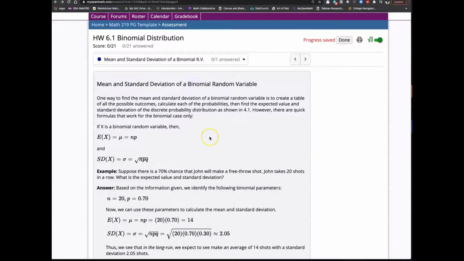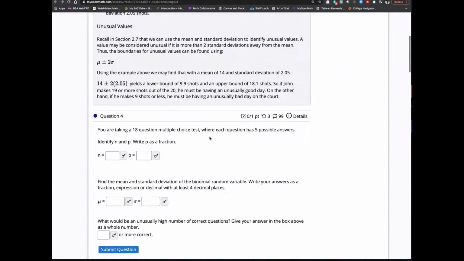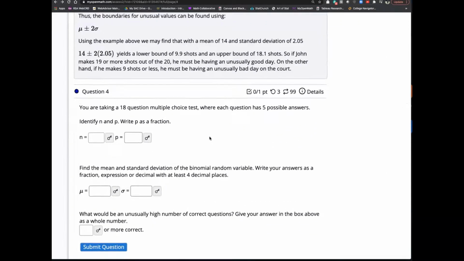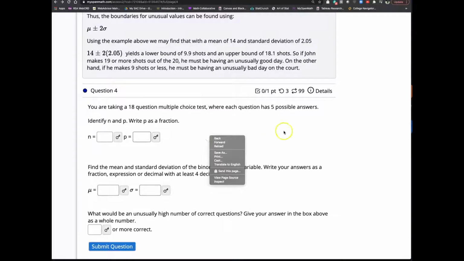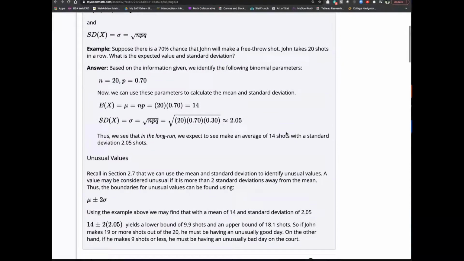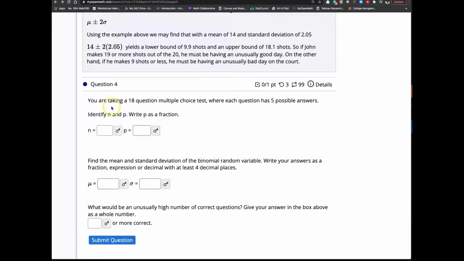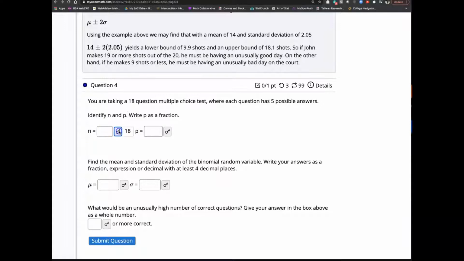Let's take a look at a sample problem from our class. You, of course, have to recall the binomial distribution and whether a situation is binomial or not, which you'll take a look at in your notes. But here's a situation. You're taking an 18-question multiple choice test where each question has 5 possible answers. In this case, your n is 18 and your probability of success, choosing a correct answer, would be 1 out of 5.